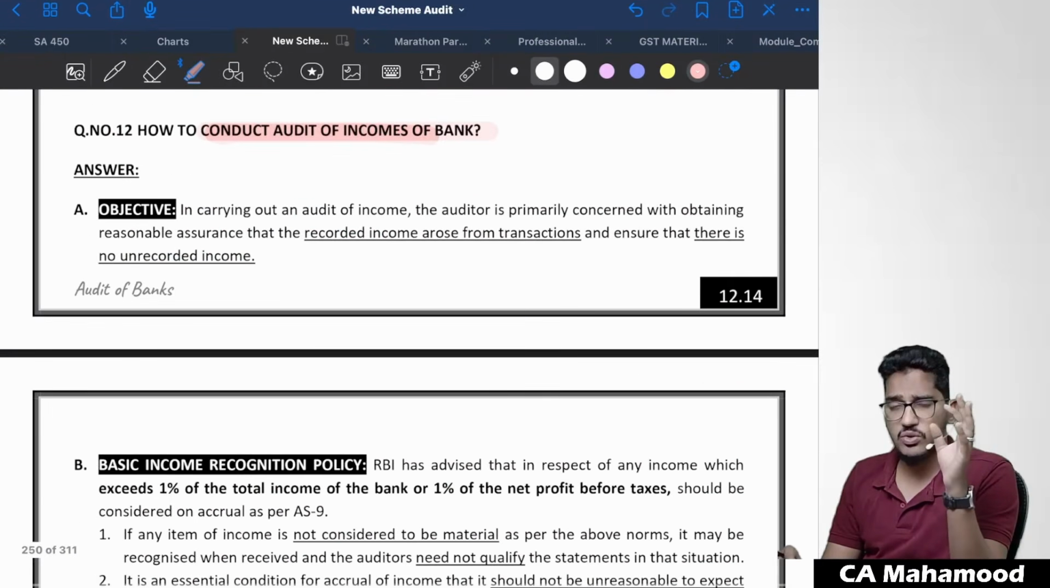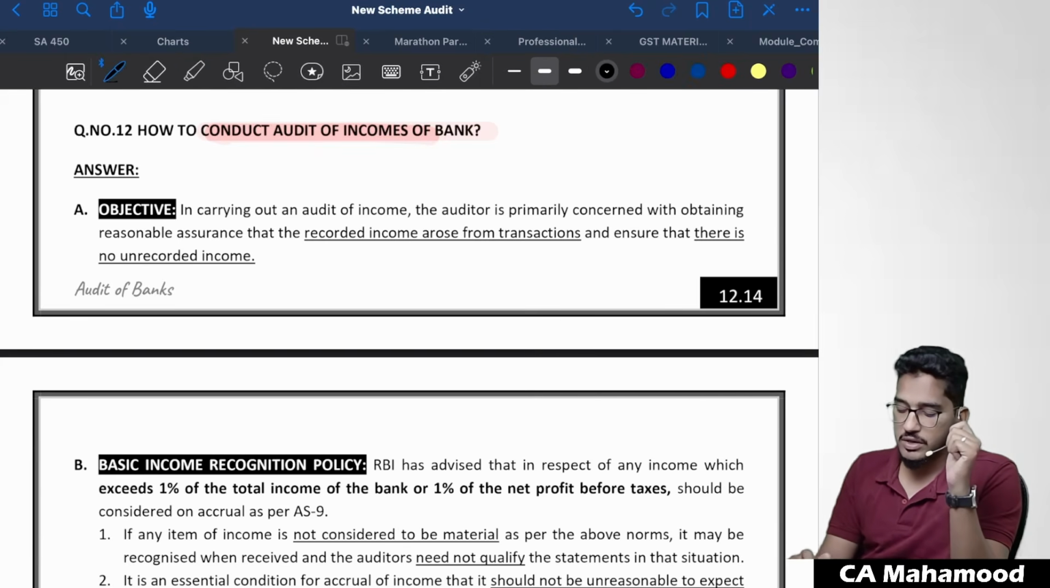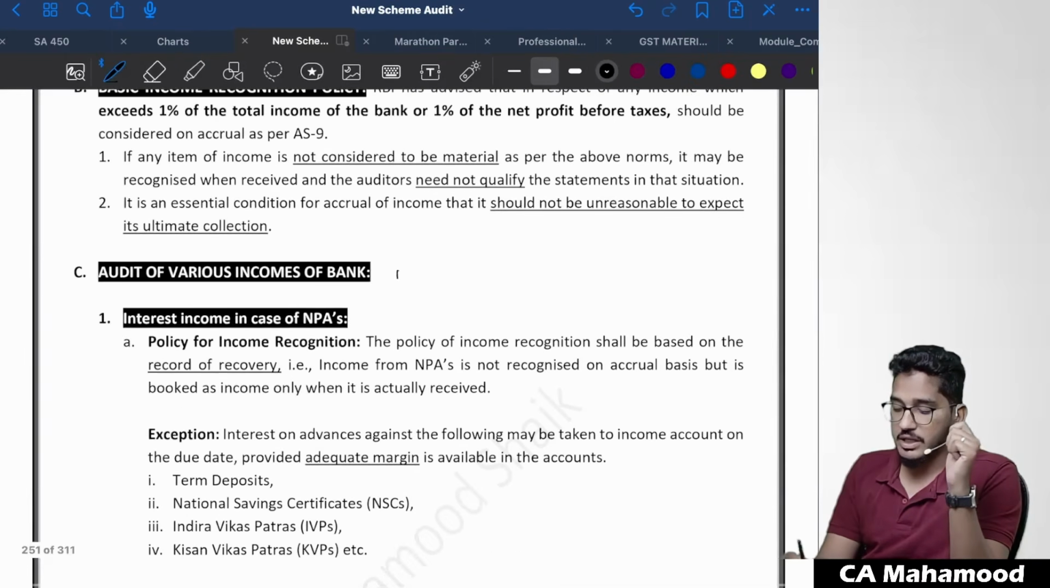Similarly, we will have one question which is about how we conduct audit of incomes of the bank. Now they talk about different incomes here. One of the major incomes is interest income. So they ask how interest income should be recognized.